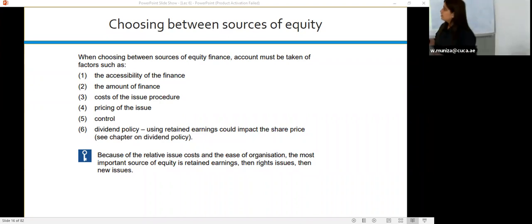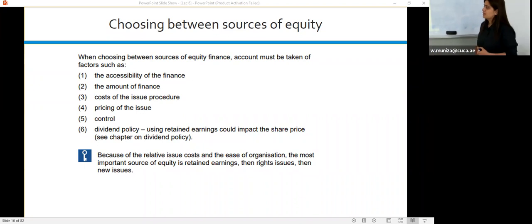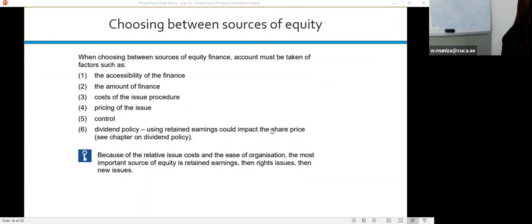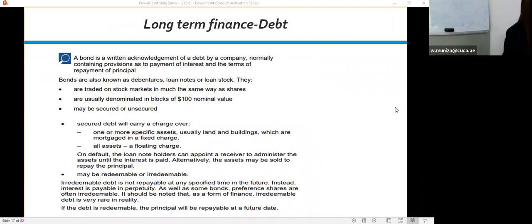Because of the relative issue cost and the ease of organization, the most important source of equity is retained earnings, then rights issues, then new issues. So as per the cost, the least cost will be in the case of retained earnings, then rights issues, and then new issues. Now, my dear students, the second important category of long-term finance is debt.